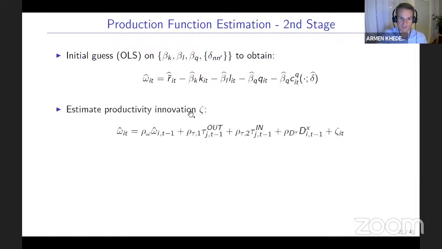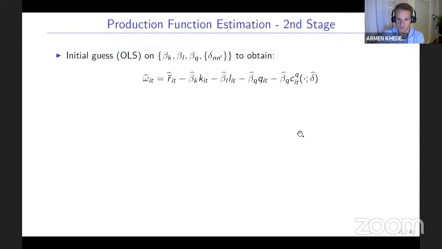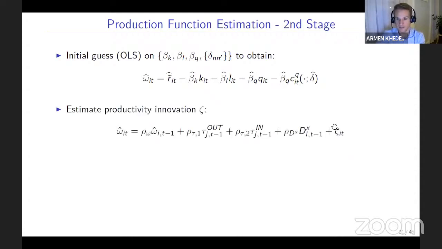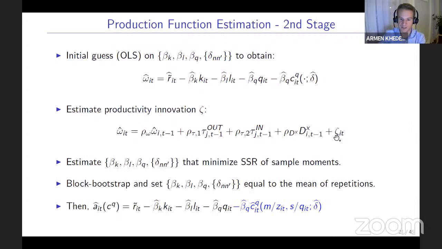Once we have the predicted productivity shock, we can then run a regression as the one assumed by the AR1 process, and we will take the following parameterization where we basically assume that the G function is linear in all its terms. And then we will be able to estimate this productivity innovation, and that's when we can then apply the sample moments of the identification strategy.